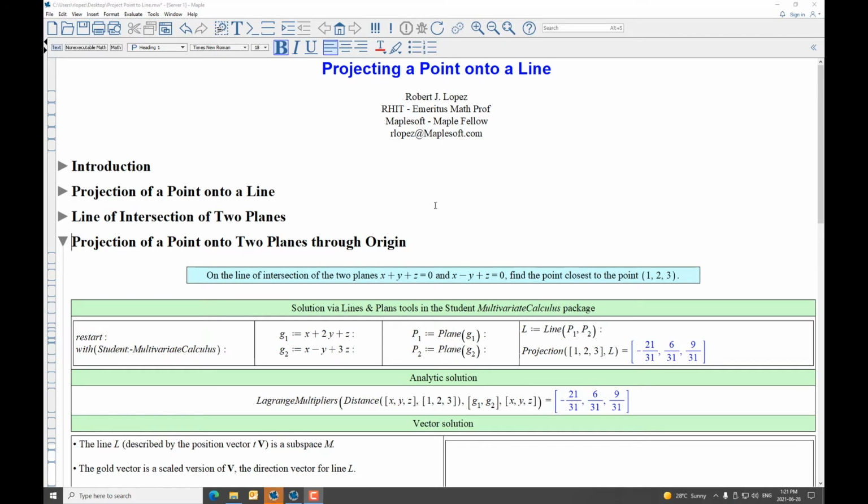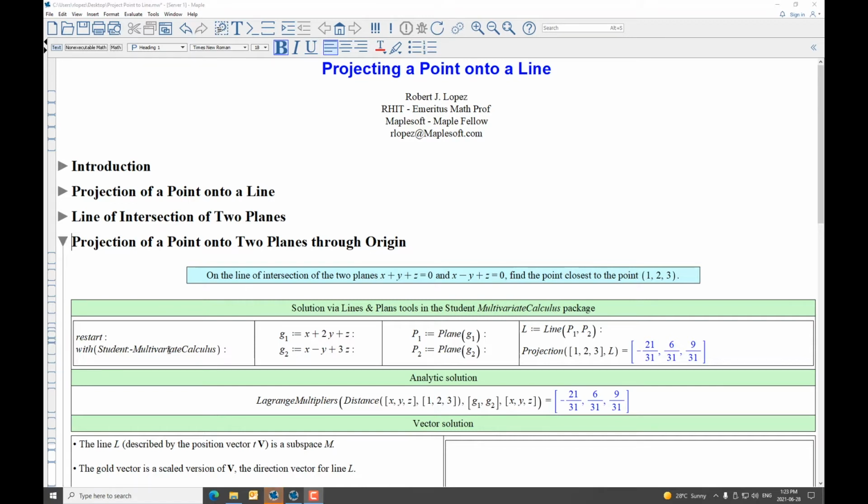Now let's get down to business here. I'm going to project a point onto the intersection of two planes. We'll first look at two planes through the origin. So here's the example. Plane 1, plane 2, find the point on the intersection of those two planes that's closest to the point 1, 2, 3. So you're going to have to get the line. At some point, you're going to have the line of intersection, and then you're going to project onto the line, as we saw earlier. A very simple solution using the tools of the multivariate calculus package.